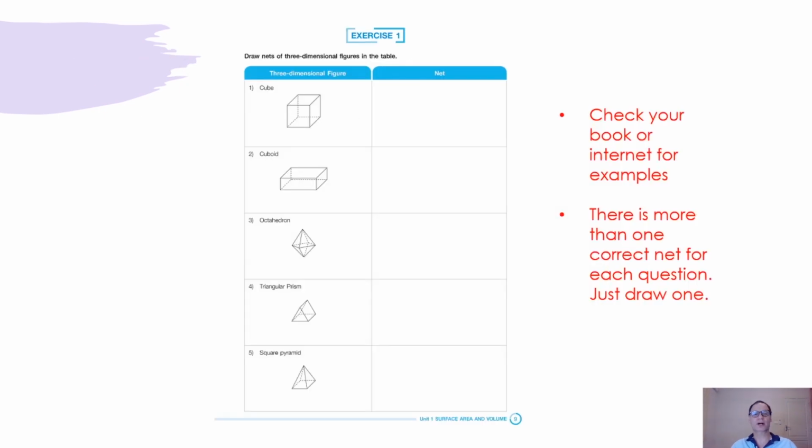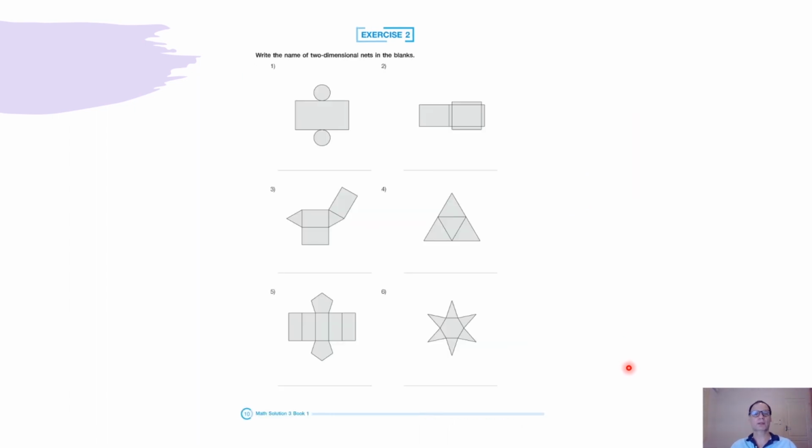So for your exercises, I recommend you check your book or the internet for examples of how to draw the nets of these solids. And there's more than one way to do that as well. In these cases, you just give the name of each solid. Okay, so I hope that will be okay for you, and I hope to get that work from you soon.